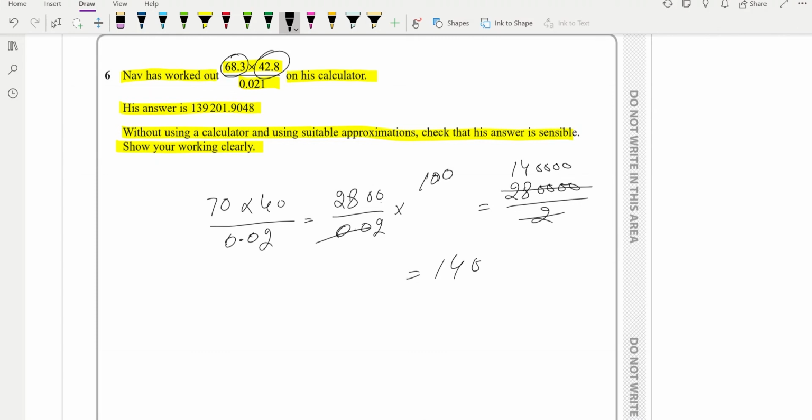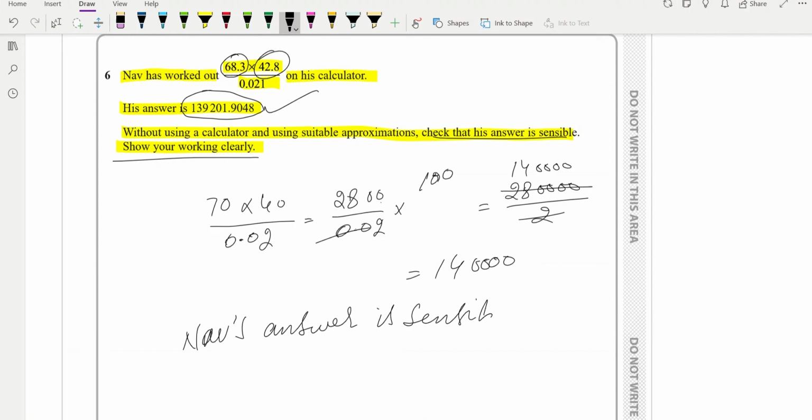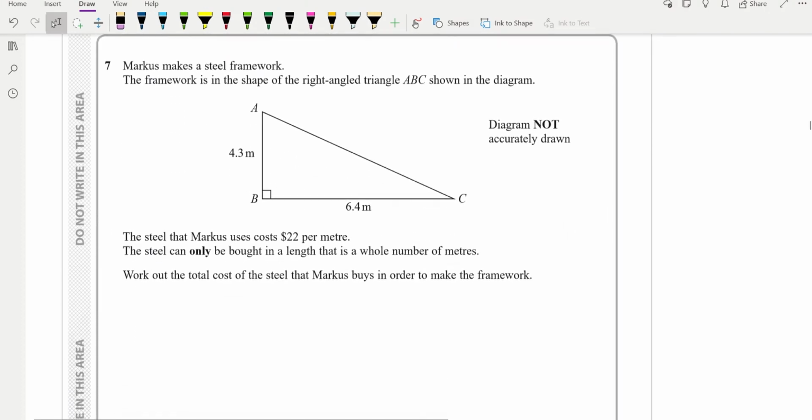So our approximate answer is this one, but the answer Nev has provided is this, which looks reasonable. Check that his answer is sensible, so we can say that Nev's answer is sensible. Done. Next is question number 7.